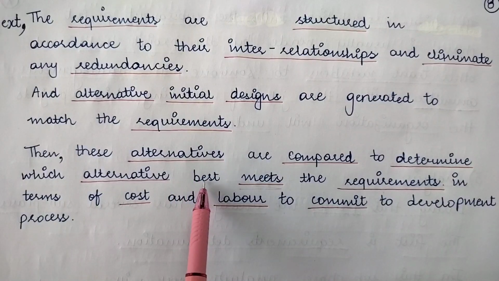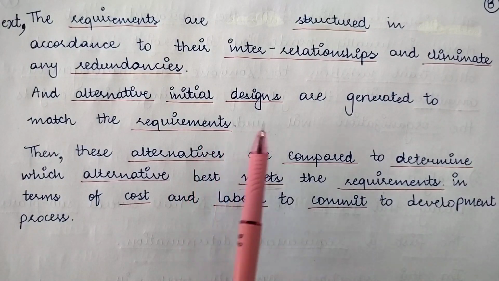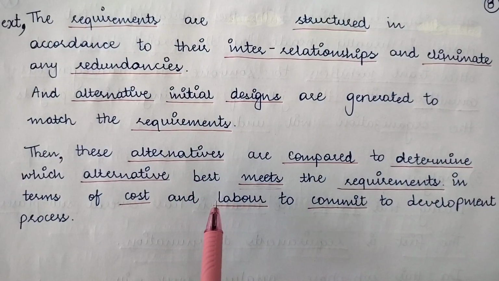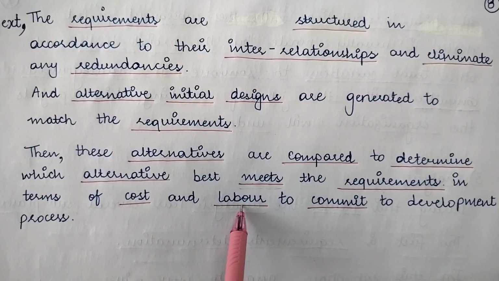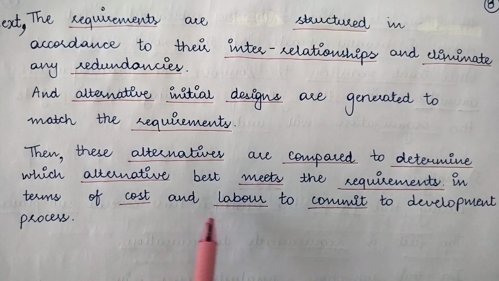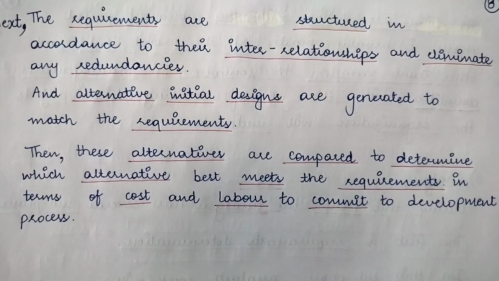If those are alternative designs, obviously to some extent all of them would be meeting the requirements. But out of all the alternative designs, which one is more feasible in terms of cost and labor? That means which one would best meet the requirements in terms of cost and labor to commit to the development process, that one would be chosen. That means the one which is less costly and requires less labor.